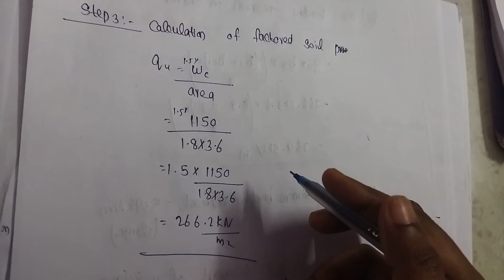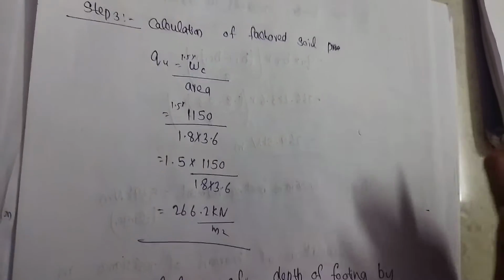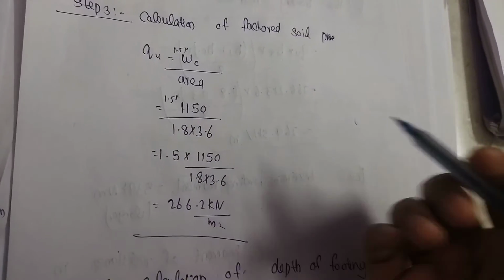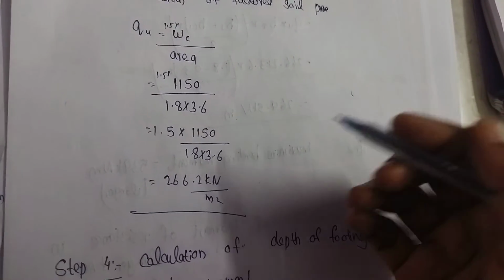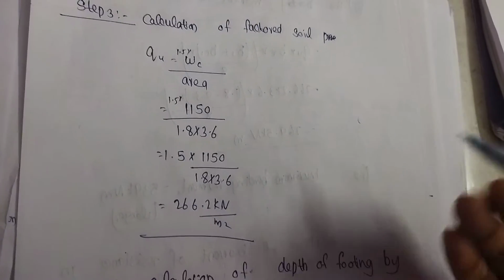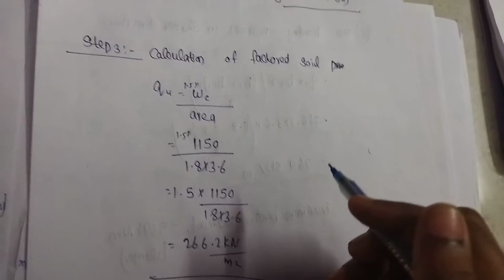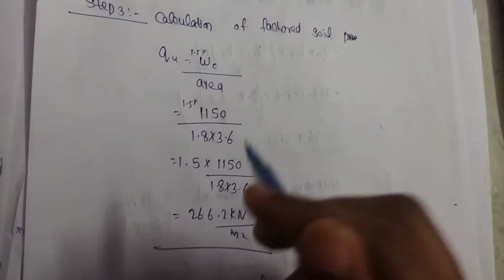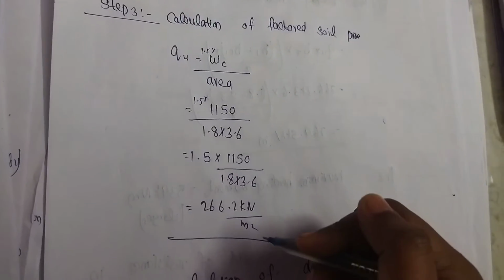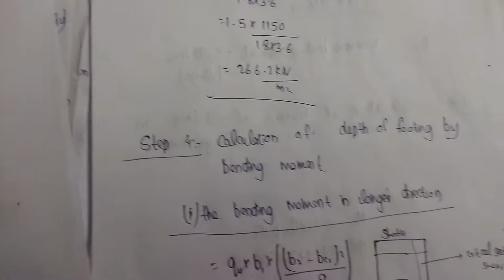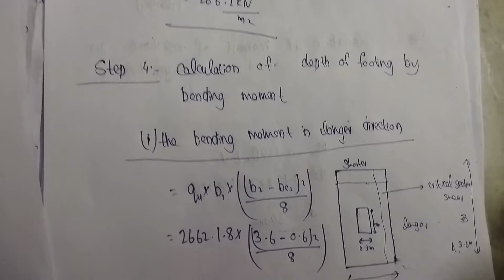So this is the equation for calculation of factored soil pressure. We know that the footing is directly in contact with the soil, so the soil has some pressure towards the footing. So we calculate the factored soil pressure. It has the equation qu equal to 1.5 into Wc divided by area, and substitute the values. After calculating that, going to step number 4, calculation of depth of footing by bending moment.